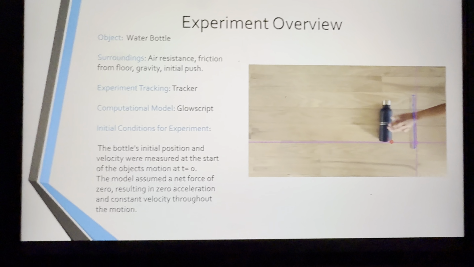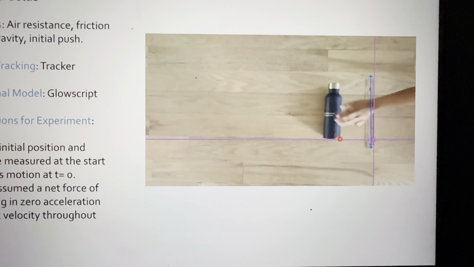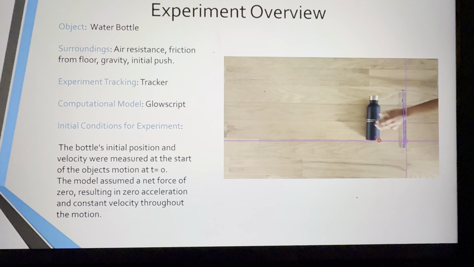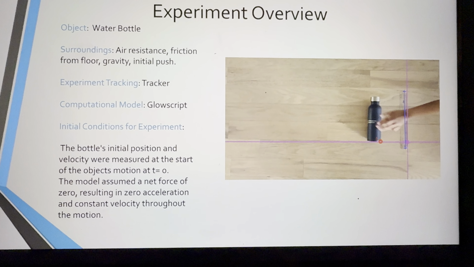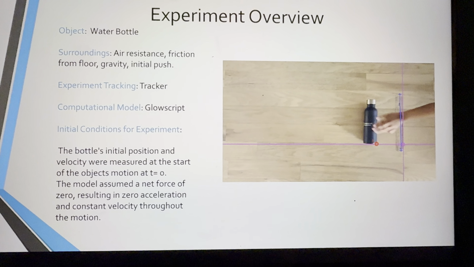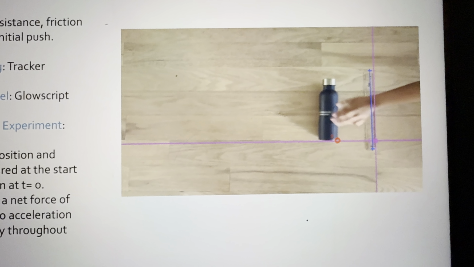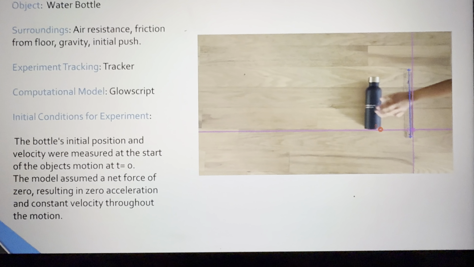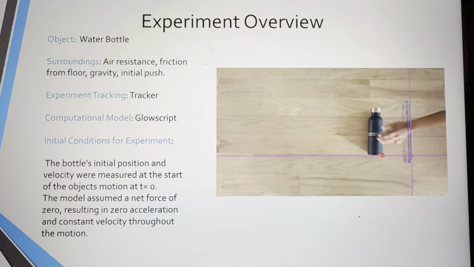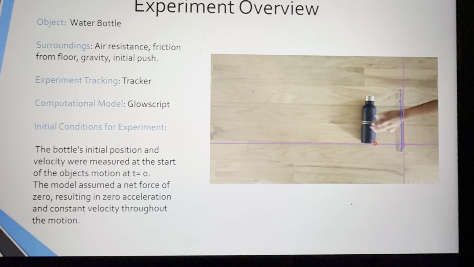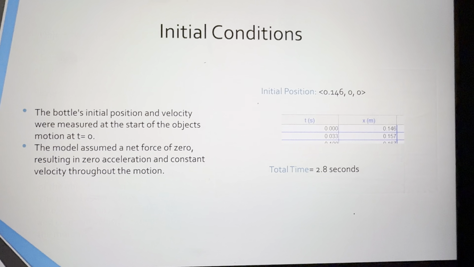Here's an experiment overview of our water bottle, which was our system, and the surroundings were air resistance, friction from the floor, gravity, and the initial push given. We used tracker to get our real world experiment and see the velocity and everything, and GlowScript for the computational model.